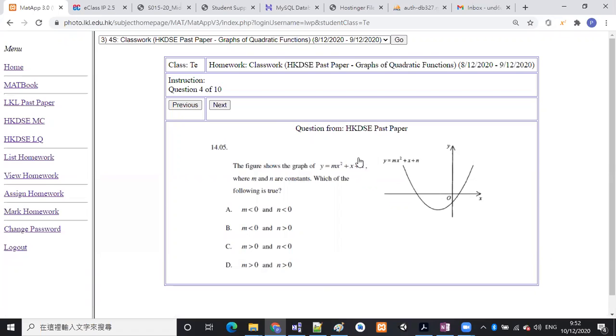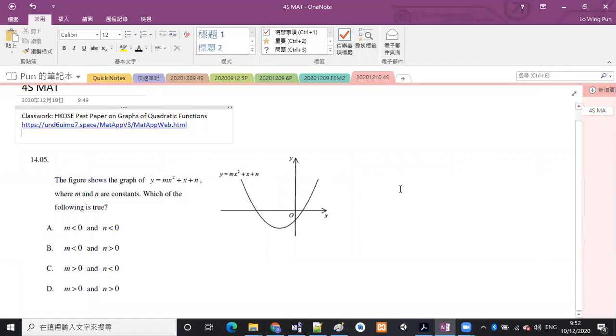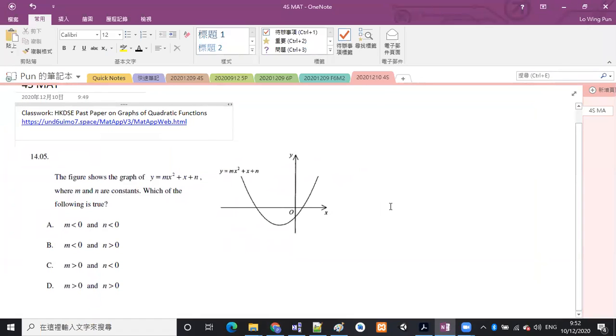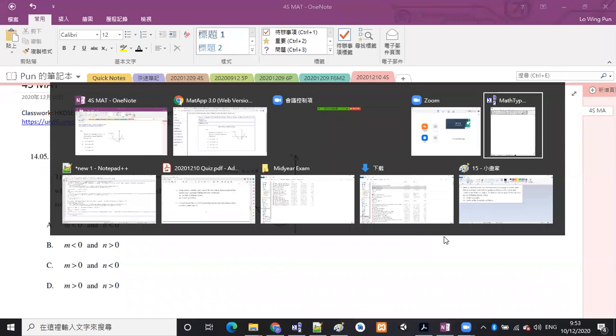Okay, so 14.05, that is the question number 4 of the classwork. 14.05 is actually the year 2014 multiple choice question number 5. So the figure shows the graph of y equals mx squared plus x plus n. m and n are constants, and then which of the following are true?